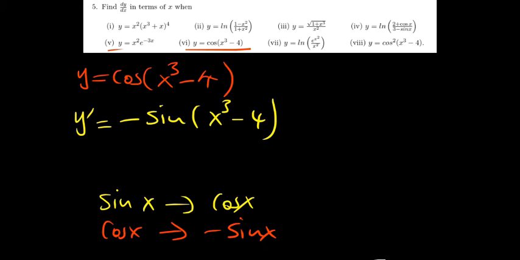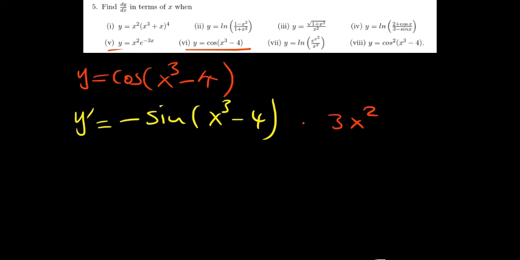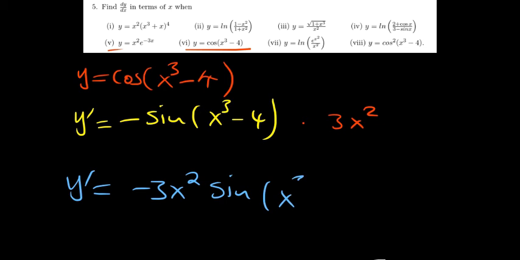Now don't forget that you're supposed to multiply by the derivative of what is in the brackets. Derivative of what is in the brackets is 3x squared. The constant minus 4 just disappears. So what you end up with will be negative 3x squared and then sine of x to the power 3 minus 4. So what is your derivative there?